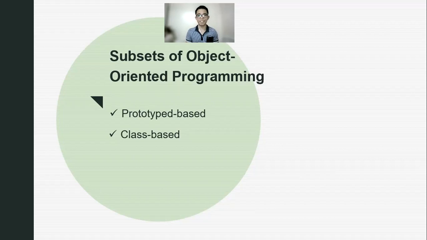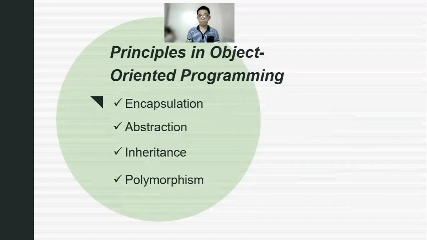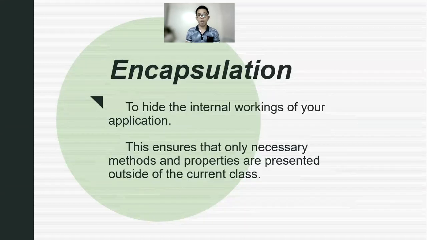Next, we have the principles in object-oriented programming. We have number 1, encapsulation. Next, we have abstraction, inheritance, and polymorphism. We will discuss these one by one in the following slides. First, we have the encapsulation.